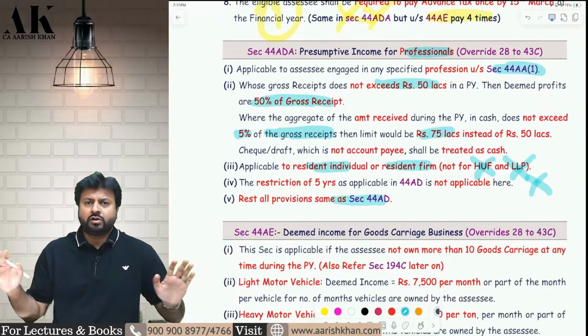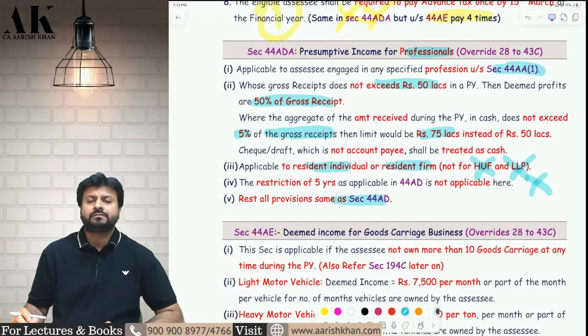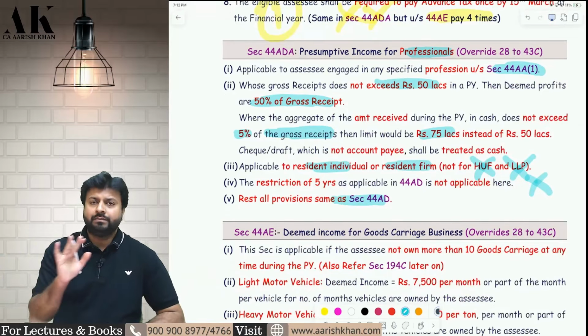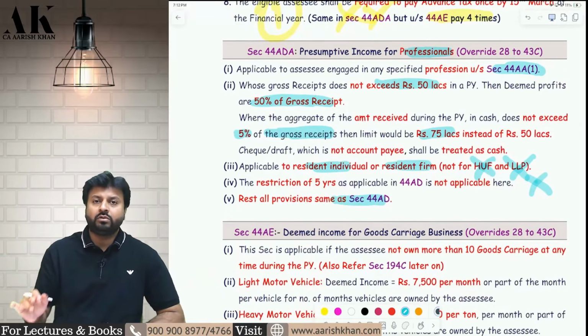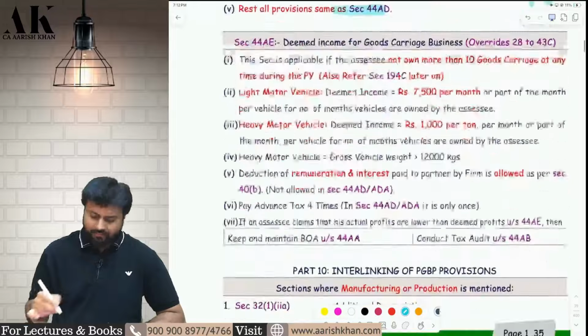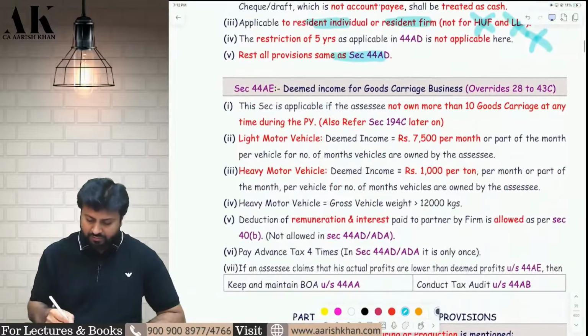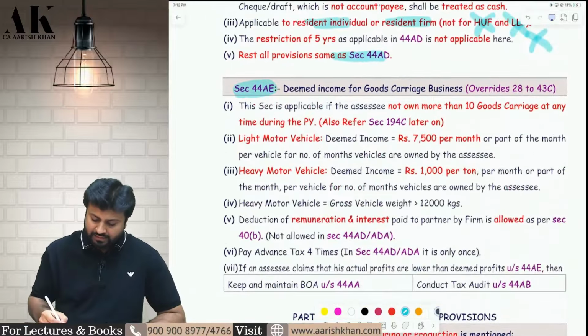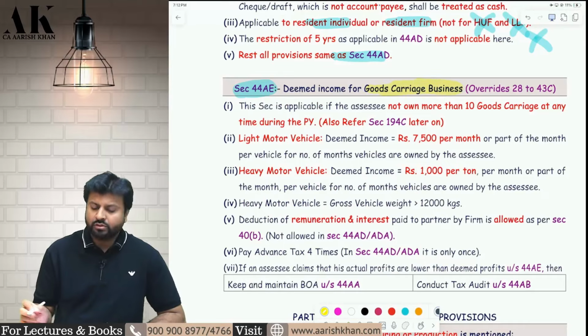All PGBP deductions or PGBP disallowances are not allowed. Chapter 6A allowed, business loss allowed, UAD not allowed, advance tax once in a financial year by 15th of March. And one last section of PGBP. That is section 44AE, which talks about assessees engaged in the goods carriage business.